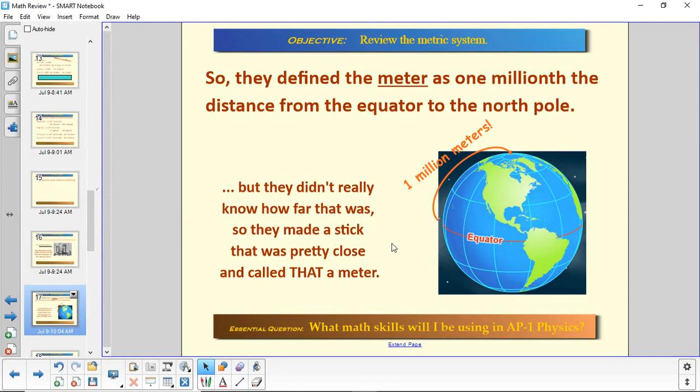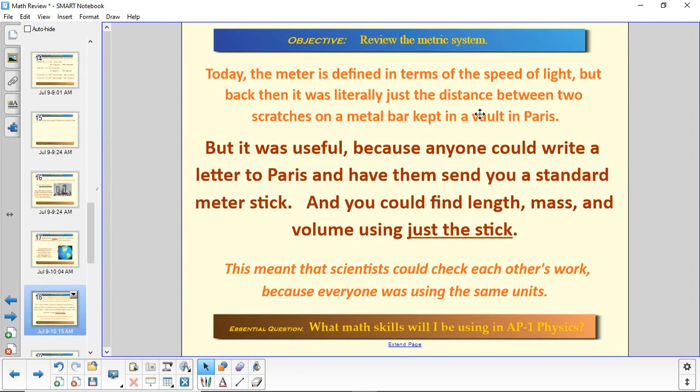So what they wound up doing was they just made a stick that was pretty close to 1/1 millionth the distance from the equator to the North Pole, and they called that a meter. But back then, it was literally just the distance between two scratches on a metal bar that they kept in a vault in Paris at a constant humidity and a constant temperature. And that was the meter. And it turned out to be an entirely arbitrary thing.